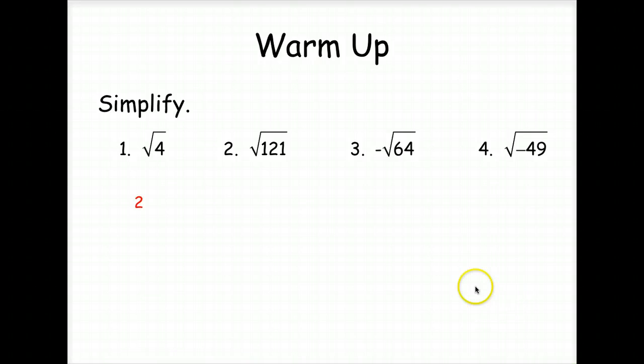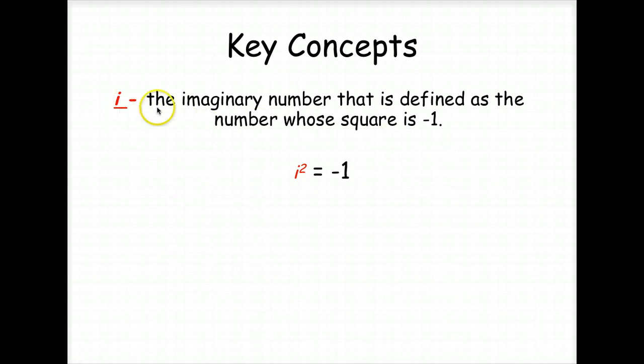Of course, 4 is square root of 2. Square root of 121 is 11. This is the opposite of the square root of 64, which is a negative 8. And this is not a real number because there's a negative under the radical. That's why we need to learn about the imaginary numbers.